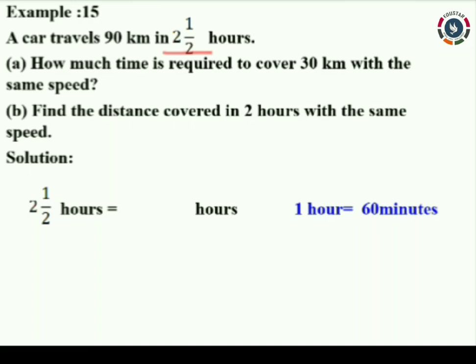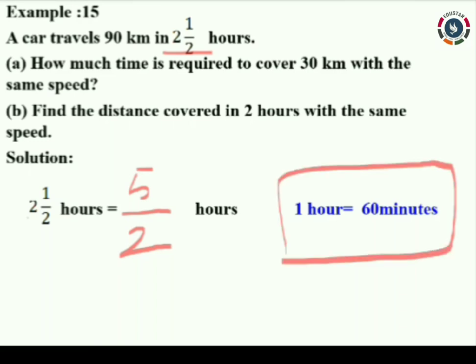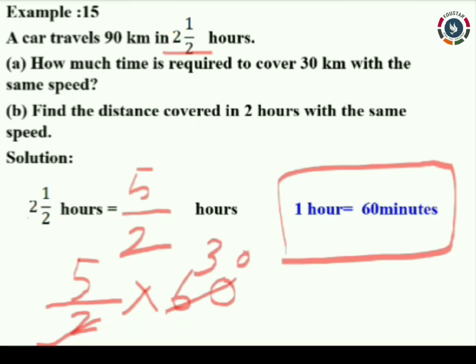So now I am going to find the number of hours. 2.5 hours is a mixed fraction. You have to write it as an improper fraction. So 2 twos are 4 plus 1, 5 by 2 hours. Already you know, right? 1 hour means 60 minutes. 5 by 2 hours means 5 by 2 into 60. Do cancellation, it's 30, right? 5 into 30, 150 minutes. So 2.5 hours is equal to 150 minutes.